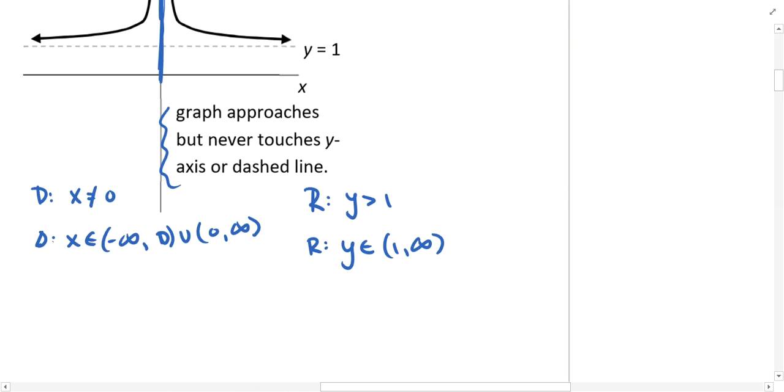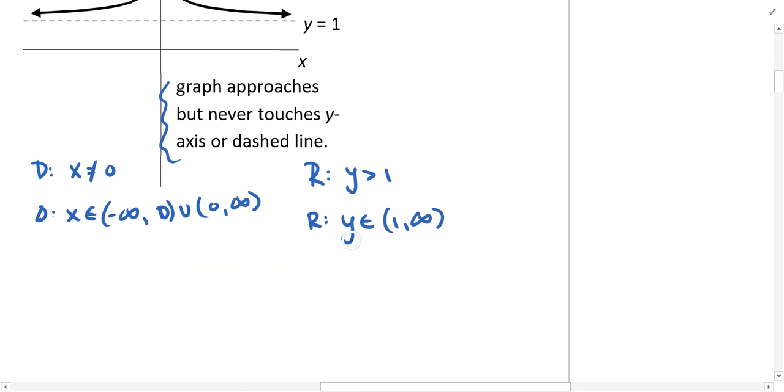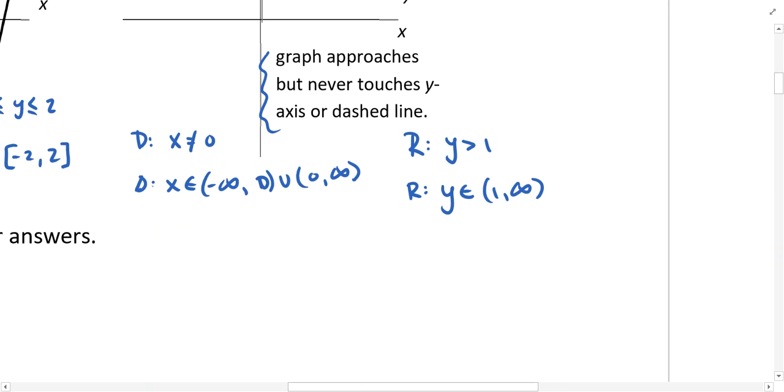For our range, we're talking about the y values that are represented by this graph. Both sections of it are all y values that are greater than 1, but not including 1, not equal to 1. We're approaching this dotted line, but never going to touch that dotted line. And with our interval notation, we would then say that y must be an element of the group from 1 to infinity, where 1 is not included within that interval.